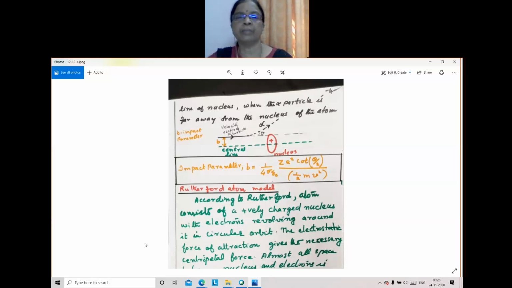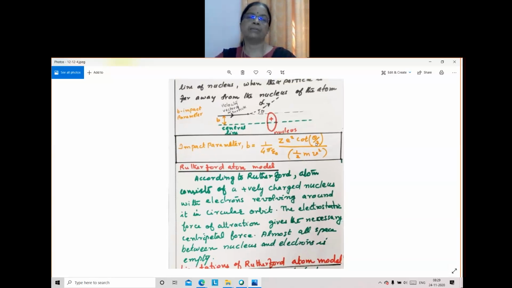Along with this, this is an essay question: alpha particle scattering experiment, explain the gold foil experiment done by Rutherford or Geiger-Marsden, and also define impact parameter and distance of closest approach. Like that the question is asked. It's a 5-mark question. Impact parameter is denoted with the small letter b, and it has the expression b = (1/4πε0) · Ze² cot(θ/2) / (½mv²). Just study the formula only, no derivation is needed.